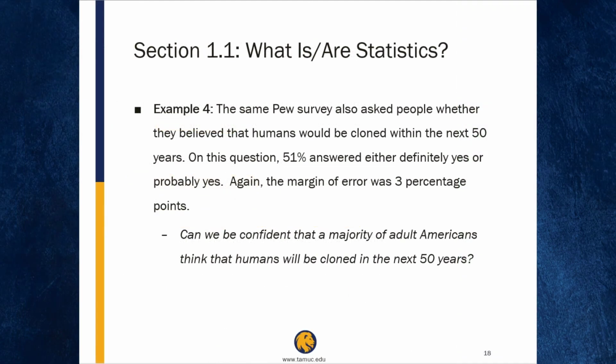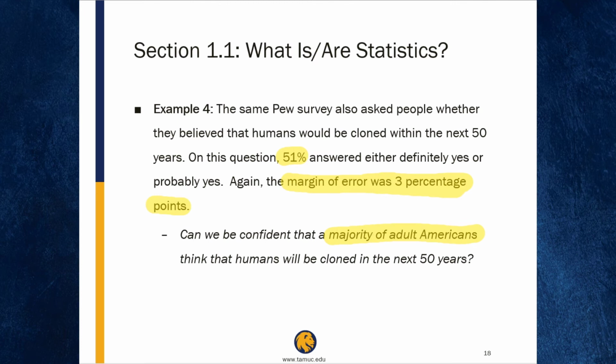And we can go a little further with this survey as well. It says the same Pew survey also asked people whether they believed humans would be cloned within the next 50 years. And on this one, 51% answered either definitely yes or probably yes. And the margin of error was still 3 percentage points. And so the question is, can we be confident that a majority of adult Americans think that humans will be cloned within the next 50 years?